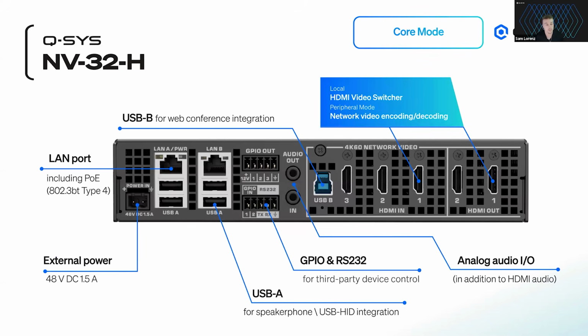So this is what the back of the NV32H looks like. I'll go right to left here. You can see there are two HDMI outs, three HDMI ins, and then this USB-B, which is a USB 3.0.